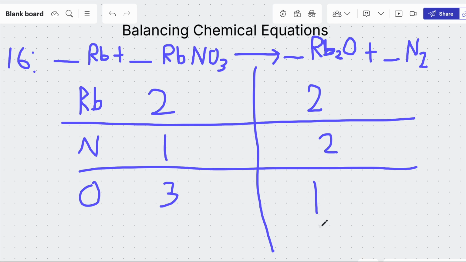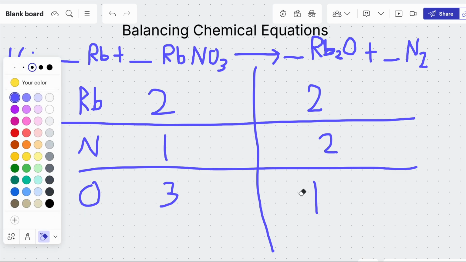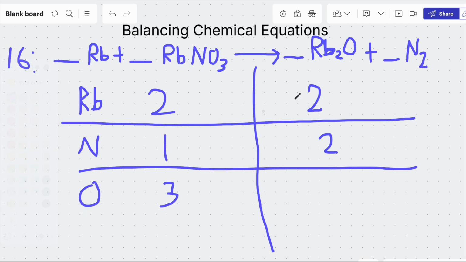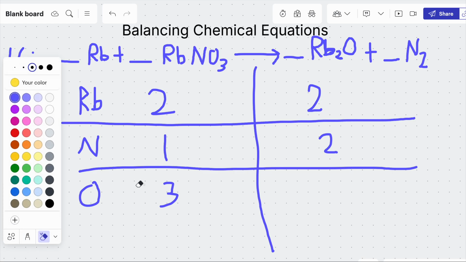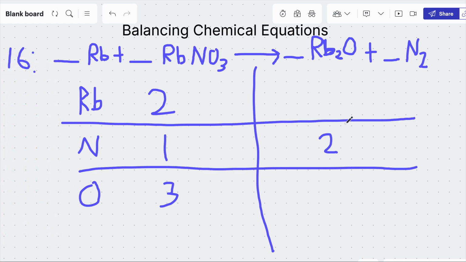I kind of want to start with our O's over here. I think we could do either, but I'm going to start with our O's. So we got 1 here. We need to get to 3. If we look at this side, adding N2s won't do anything to our O's, so we need to add Rb2Os. So that'll change both our Rbs and our O's, which is why I erase those. So if we're worried about our O's, there's 1 in every one of these. We need to figure out what we need to multiply by 1 to get to 3.